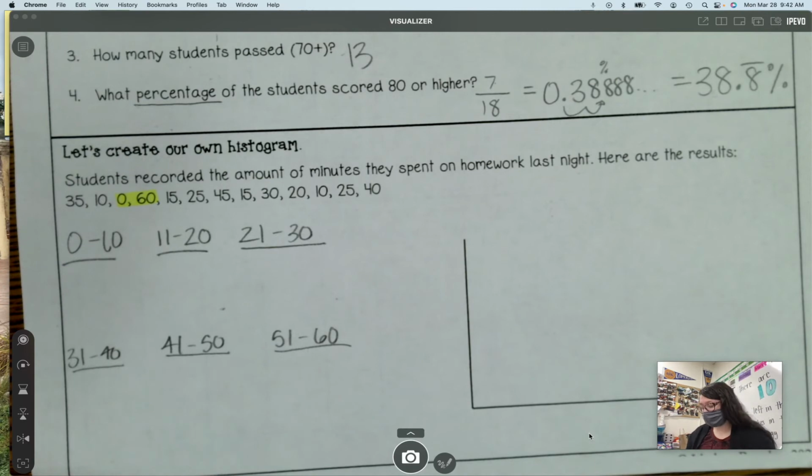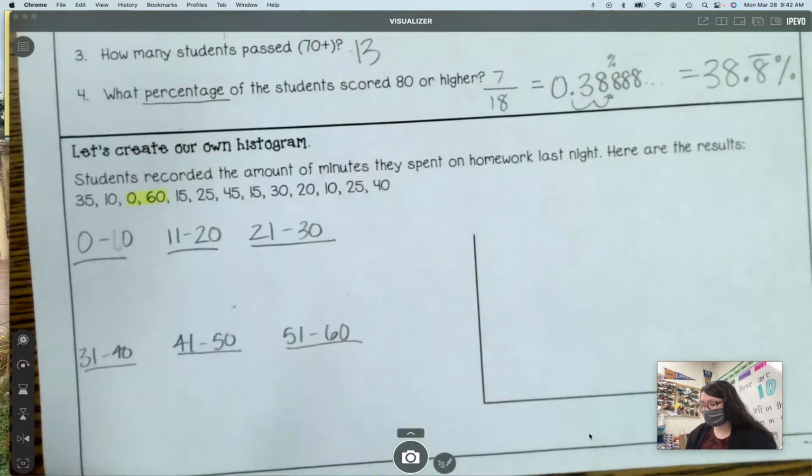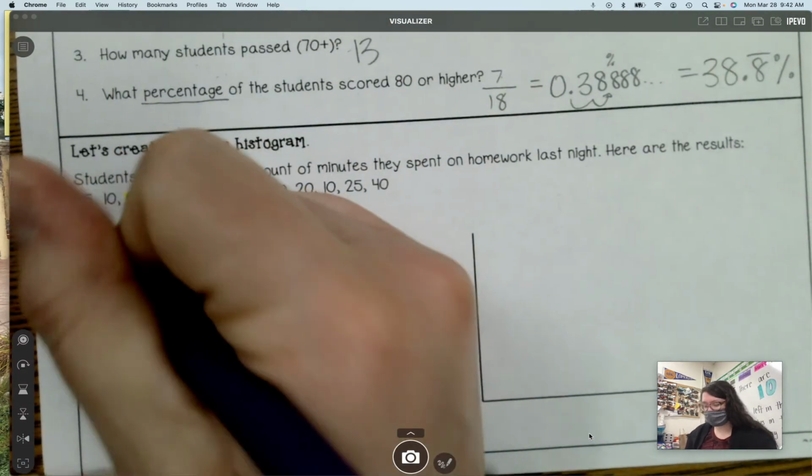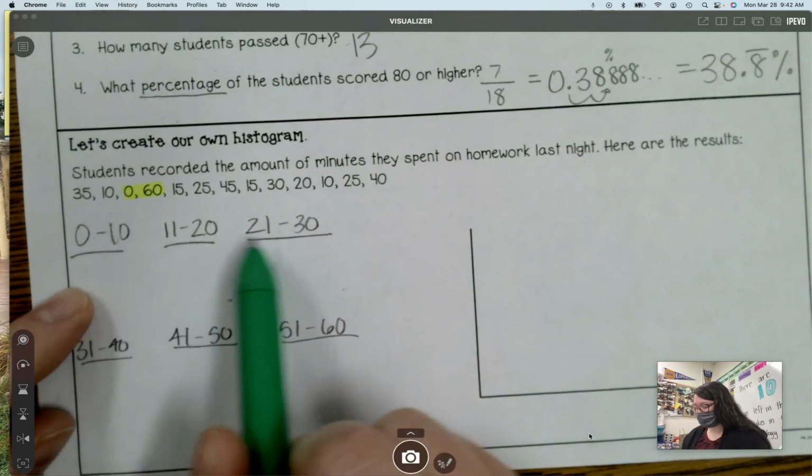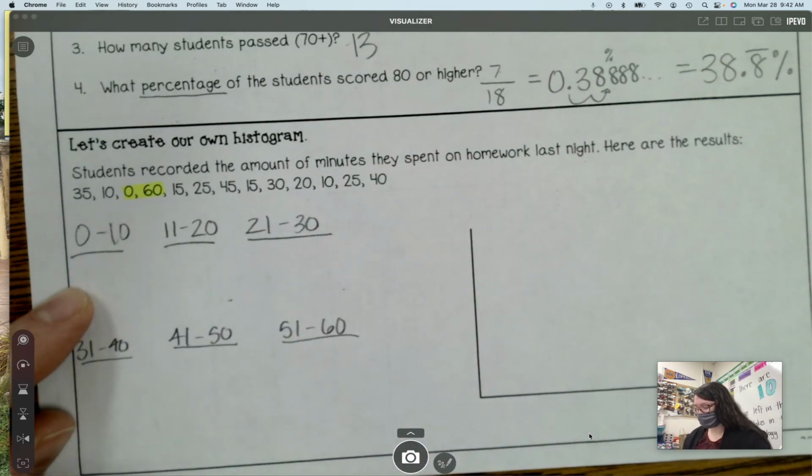Other groups that I was teaching and working on this with, they were breaking them up from like 0 to 9, and then 10 to 19, and 20 to 29. And that works too. There's no right or wrong way. The biggest thing is you need to have ranges. Then we need to figure out how many students fell in each of these ranges.